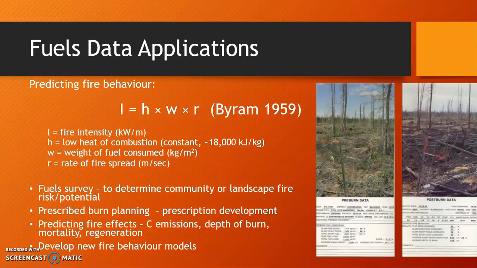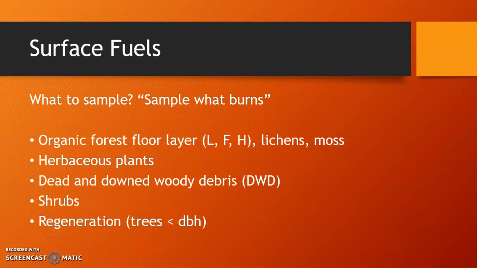And fuels information is calculated for a number of reasons, but it usually comes down to fire behavior. So fuels data can be collected to assess the fire risk or potential around, for instance, a community or generally at the landscape level. Fuels data can be used to develop a prescribed burn prediction. It can also be used to predict fire effects, such as carbon emissions, depth of burn, or correlating mortality regeneration to fire behavior characteristics. And fuels data can be used to develop new fire behavior models as well.